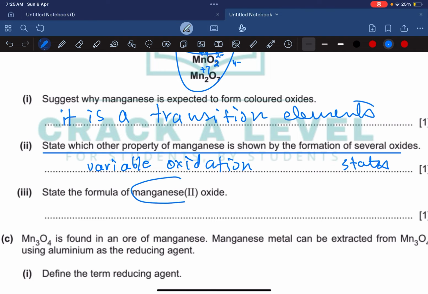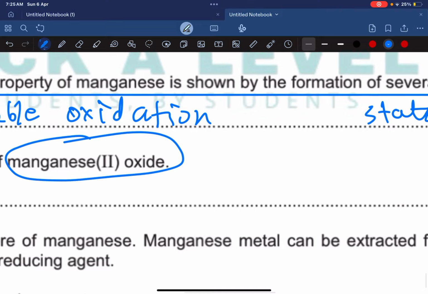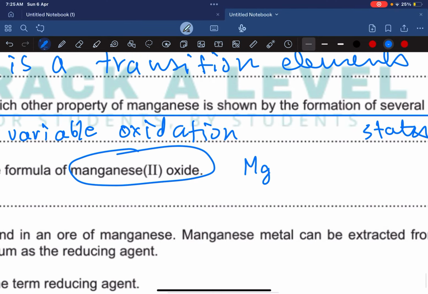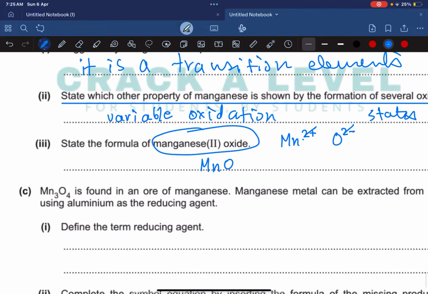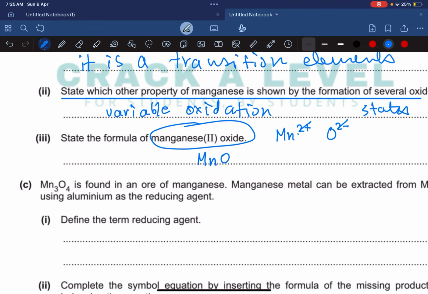State the formula of manganese 2 oxide. Manganese 2 means manganese 2 plus, oxygen is 2 negative, same charge, opposite signs, equal charges cancel out, so the formula is going to be, not Mg, it's Mn, MnO. So that's going to be the formula of manganese 2 oxide. Okay, this 2 in Roman numerals means a 2 plus charge.